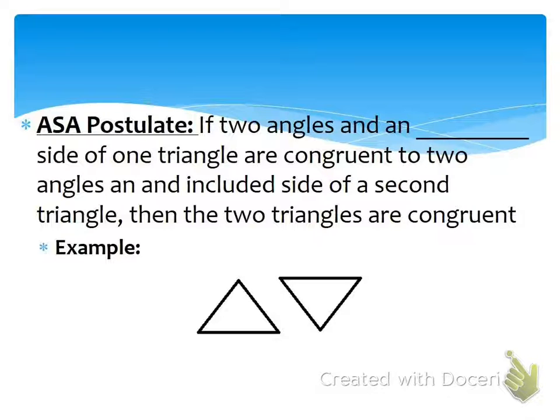If you had to guess, based on the name of it, ASA, what do you think this one involves? Angle side angle. If 2 angles and an included side of one triangle are congruent to 2 angles and an included side of a second triangle, then the 2 triangles are congruent.